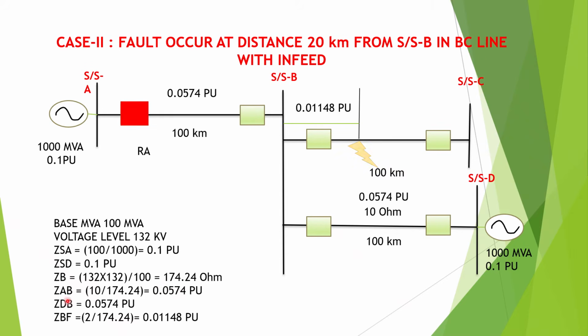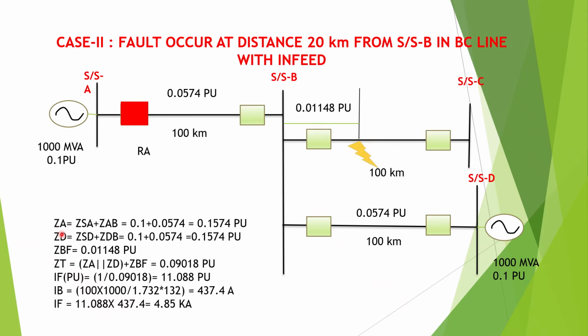174.24 ohm. ZAB, that is the impedance of the line segment, is equal to 0.0574 per unit, which was already calculated in case 1, and ZDB is equal to ZAB, which is equal to 0.0574 per unit, since the line length of both the sections is the same. And ZBF, that is the impedance of the line up to the relaying point, is 0.01148 per unit.